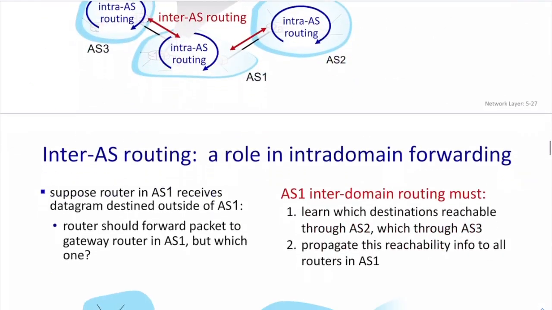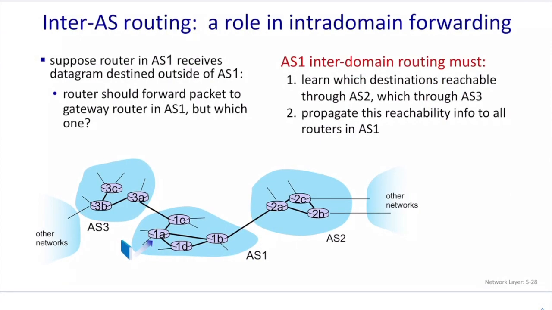Let's take a look at this figure. If a packet arrives at 1A in AS1, it has to check the forwarding table, right? But the forwarding table is calculated by the intra-AS protocol, so 1A, 1B, 1C, 1D know how to forward this packet if the destination is in AS1 as well. But if the destination IP address is outside of AS1, it has to forward the packet to 1B or 1C depending on the inter-AS protocol result.